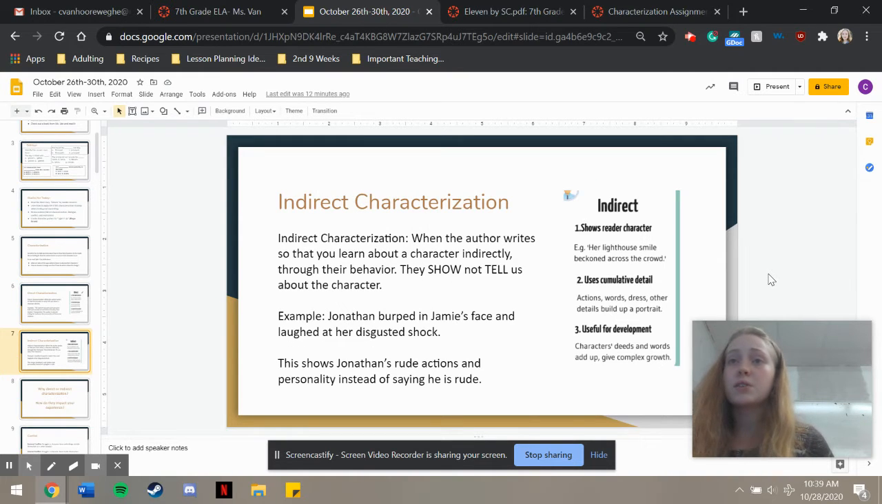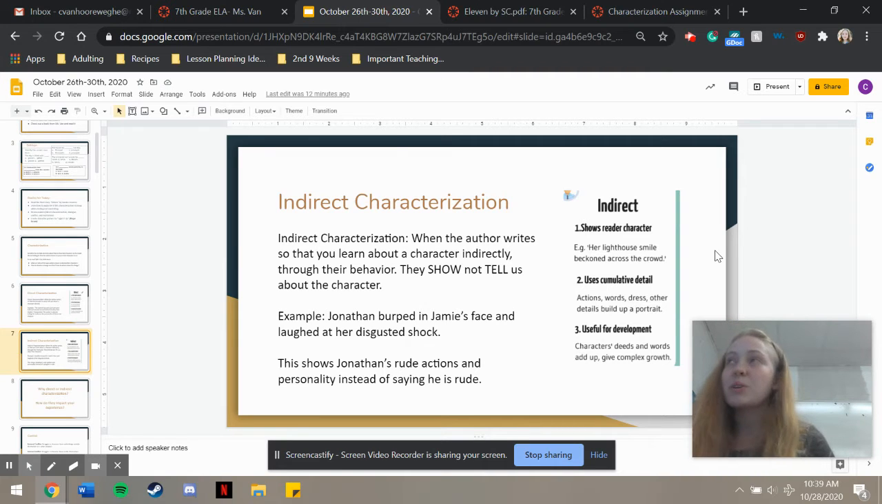All right, indirect characterization is when an author writes so that you learn about a character indirectly or through their behavior. They choose to show us and not to tell us about the character. For example, it says, her lighthouse smile beckoned across the crowd. That shows she has a beautiful smile, and that might give us clues about what kind of happy, cheery person she might be.